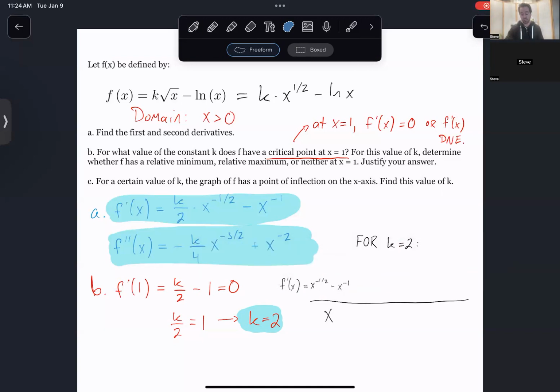So here's our number line. We want to determine the behavior of the derivative on either side of this critical point, right? That's how we see whether it's a max, a min, or neither. At 1, we know that the function is 0. Well, now we need to plug in some sample points. It's tempting to go negative, or to plug in 0, but keep in mind those are outside the domain. So the only valid testing point right here would be some fraction between 0 and 1.